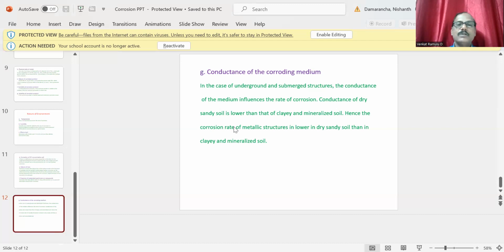So these are the important factors which influence the rate of corrosion.